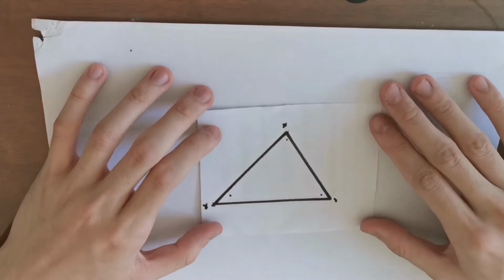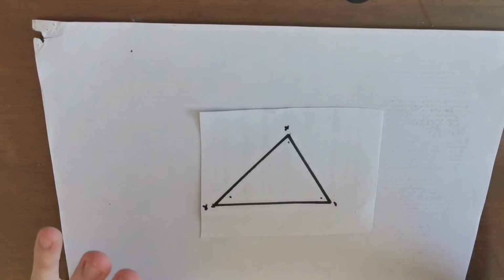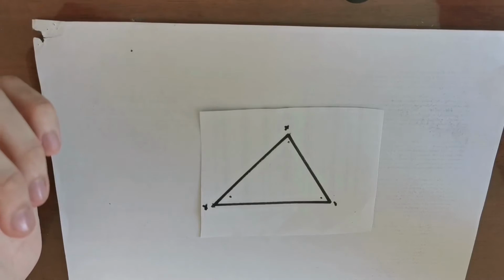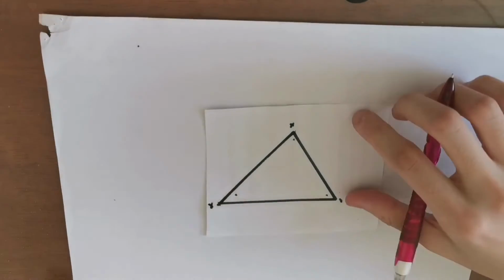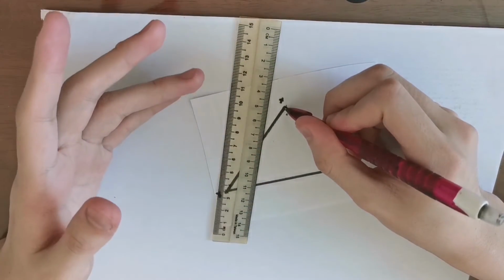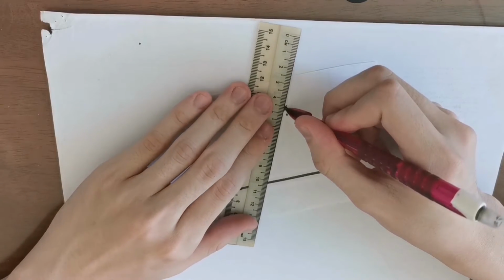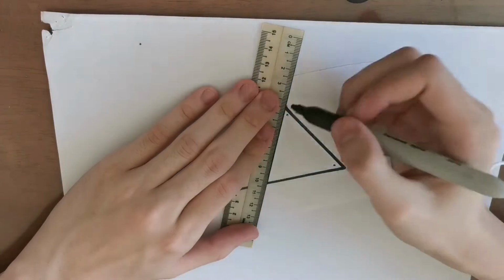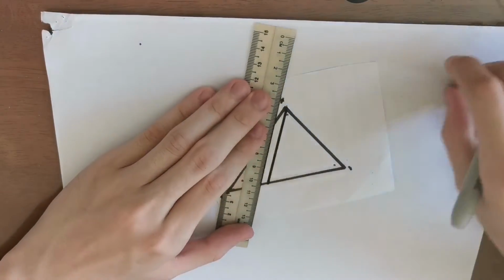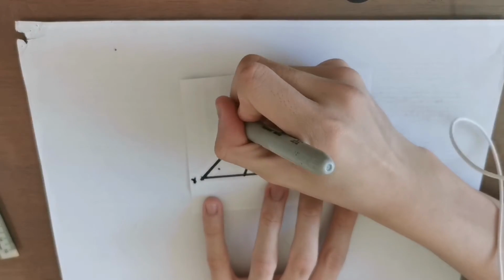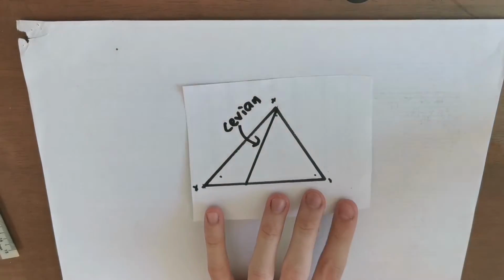Okay, so back to this triangle. We want to further dissect it into several parts. Just like a circle, where we have radius, diameter and chords. From this point, this angle or vertex corner, whichever you want to call it, we will draw a line to this side. I'll use my Sharpie here for a clearer picture. This line we call a Cevian.